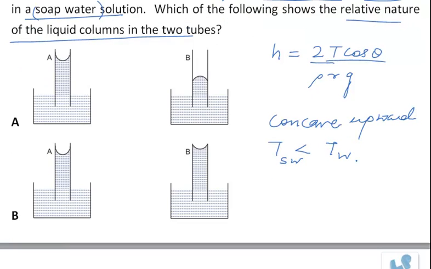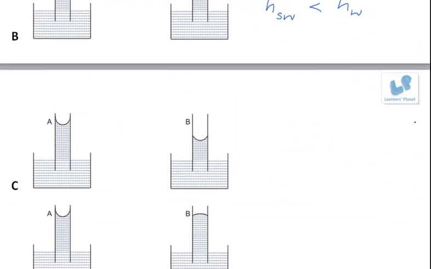So the height of the capillary column in soap water solution will be definitely less than in the pure water. But in both the cases the meniscus has to be concave upwards. Now if we look at option C, in this the height is more as compared to in B, that means this option is the correct one.